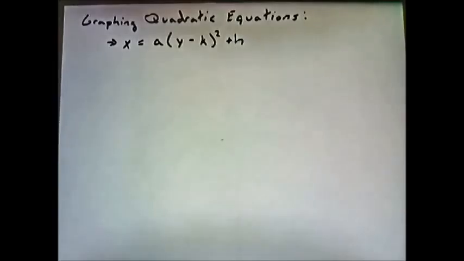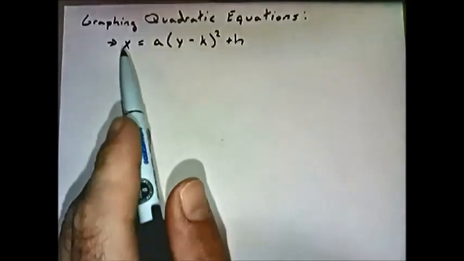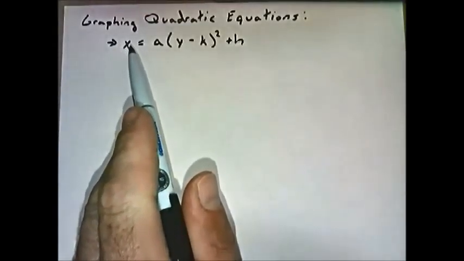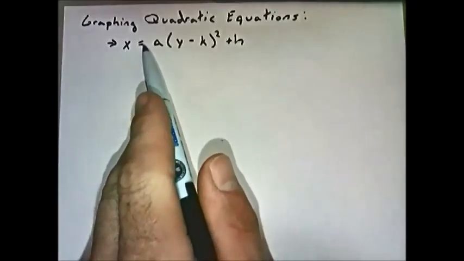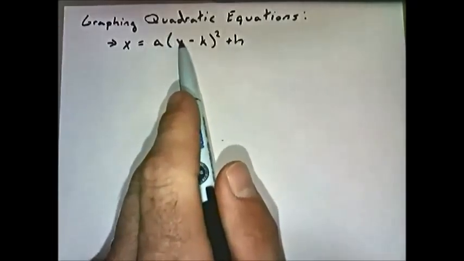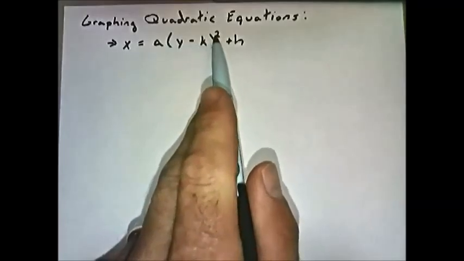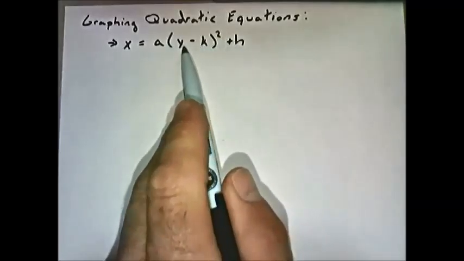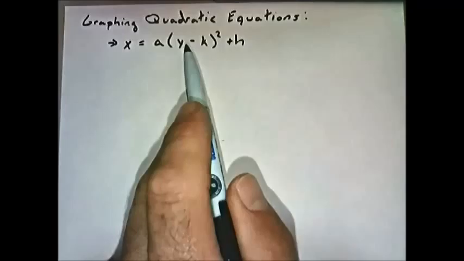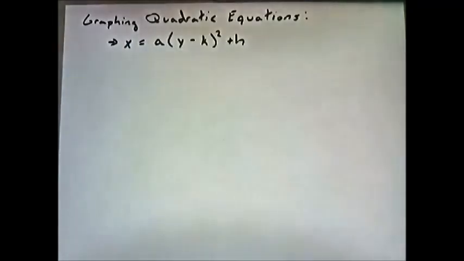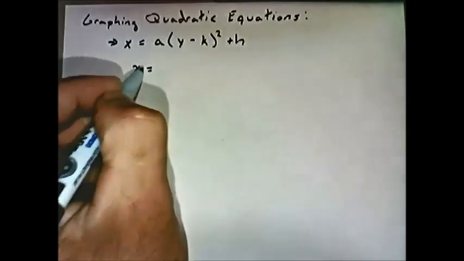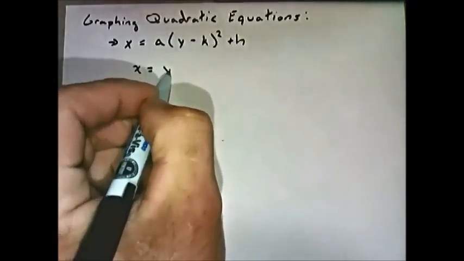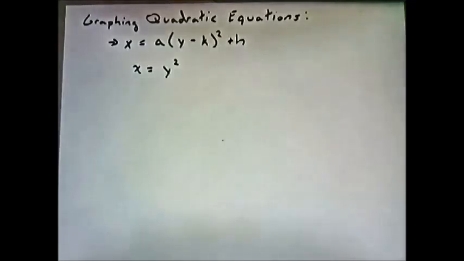Today we're going to look at graphing quadratic equations, but instead of being y equals, we're going to be in x equals form. Our vertex form in this case is going to be x equals a times the quantity y minus k, quantity squared, plus h. This time our y is going to be squared, not the x. So let's look at just the most basic of examples, x equals y squared to start with.